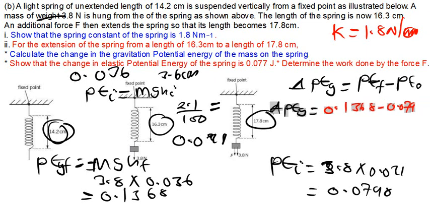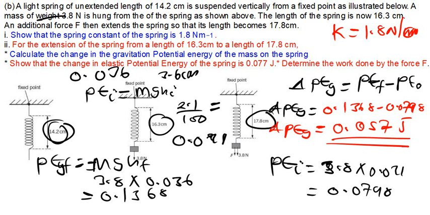So my change in gravitational potential energy will be equal to 0.1368 minus 0.0798. So I'm getting my answer to be 0.057 joules. So that is my change in gravitational potential energy, unless you have got questions. Can we go to the last part?